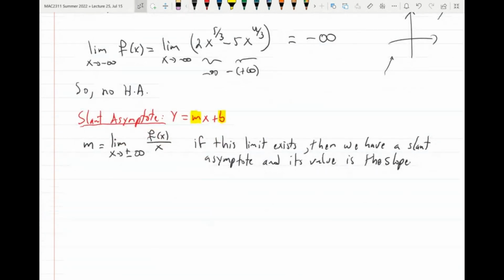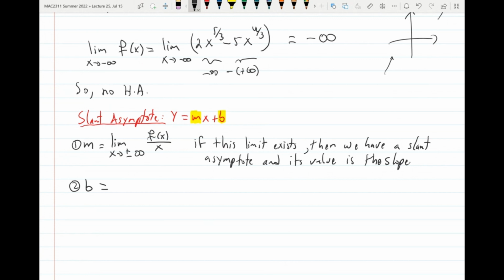Okay, so let's say that you found that the limit exists, either positive or negative infinity. You need to record which one it is: positive or negative infinity. Then the limit exists, therefore we have a slope. Now what is b? To find b, you first figure out the slope. If it exists, then you go to step 2. If the slope doesn't exist, then you stop, because that means there is no slant asymptote.